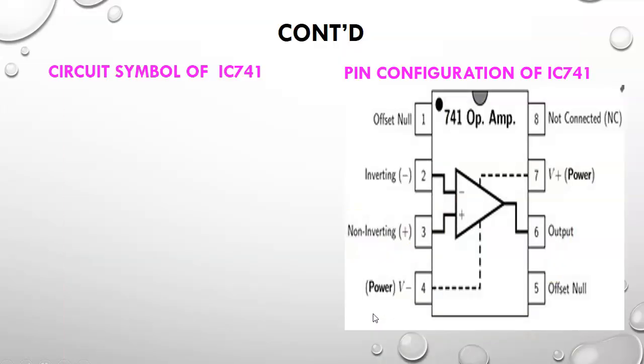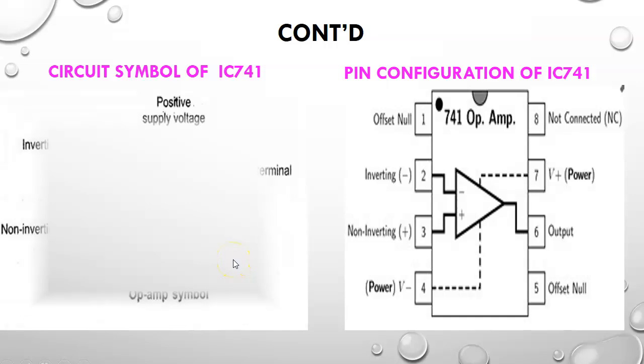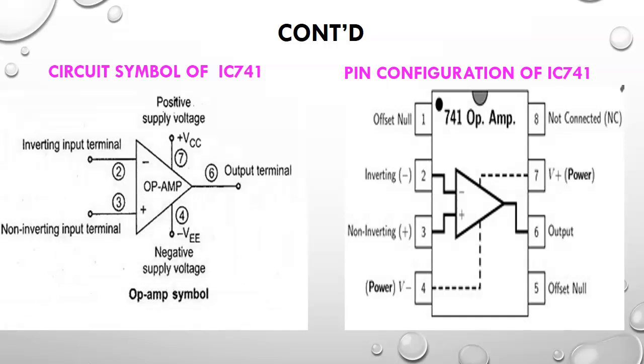The circuit symbol of IC 741 is shown on the left hand side and the pin configuration is shown on the right hand side. This IC 741 has 8 pins and only 5 pins are active. Second pin is the inverting input terminal and third pin is the non-inverting input terminal. Sixth pin is the output terminal. Seventh pin is the positive supply voltage and fourth pin is the negative supply voltage.